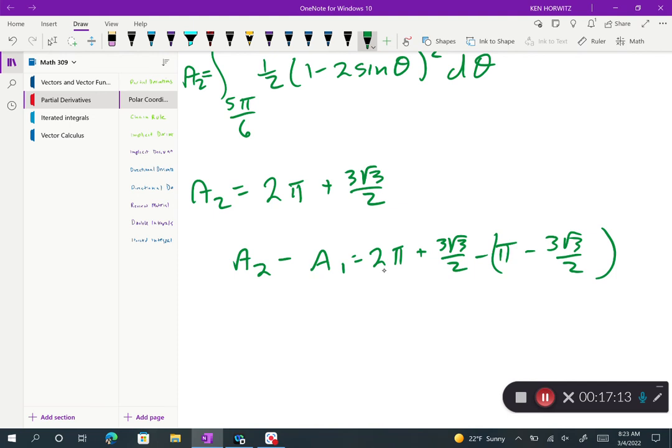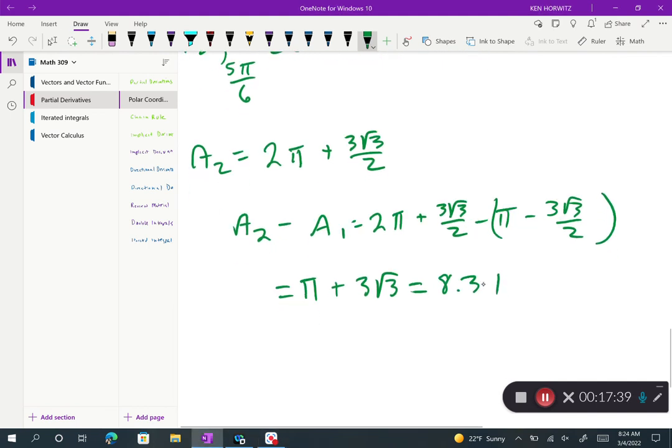And I got 2 pi minus pi equals pi. And I got 3 root 3 over 2 minus negative 3 root 3 over 2 is plus 3 root 3. And if you had a calculator or needed a decimal equivalent, it would be 8.34. For my class, I would take that as an acceptable answer.